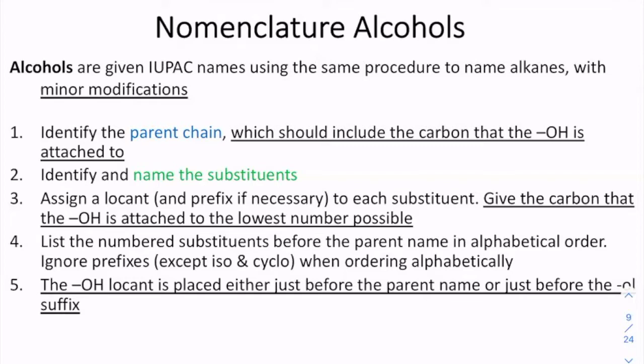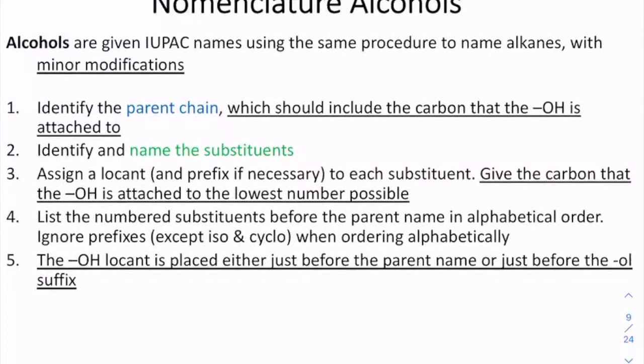Now, if we move on to the nomenclature of alcohols, again, they're very similar to alkanes with minor modifications, which are again underlined here. For alcohols, what we have to remember is when we identify the parent chain, it has to include the carbon that has the alcohol on it. Again, we're going to identify and name the substituents, assign a locant to each substituent. We're going to number the carbon chain such that the alcohol gets the lowest possible number. We're going to list the numbered substituents before the parent chain in alphabetical order, and then ultimately the OH locant is placed either just before the parent name or just before the -ol suffix.